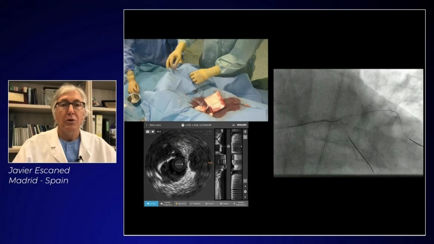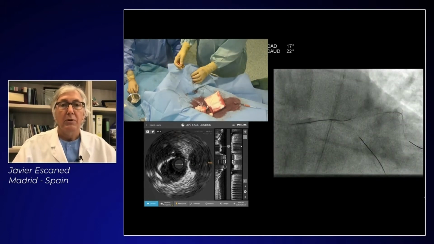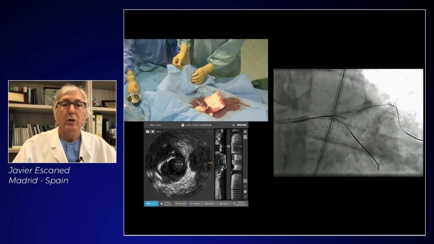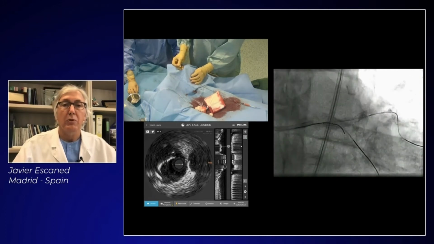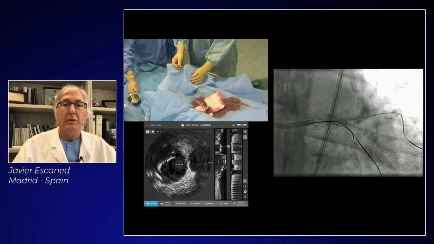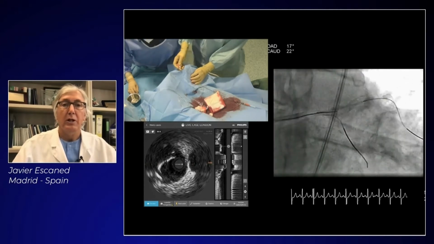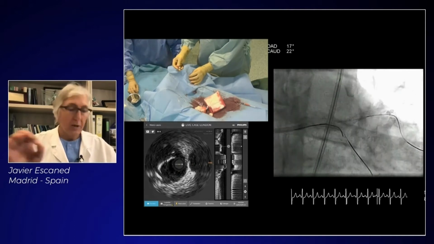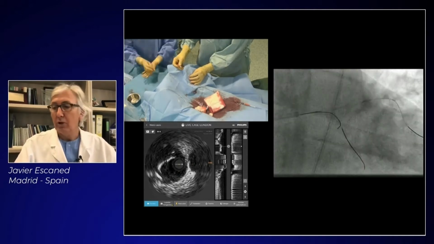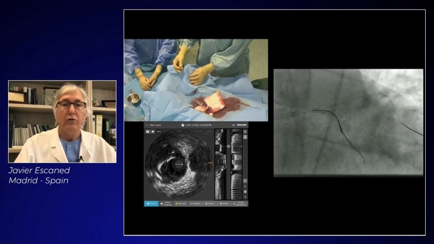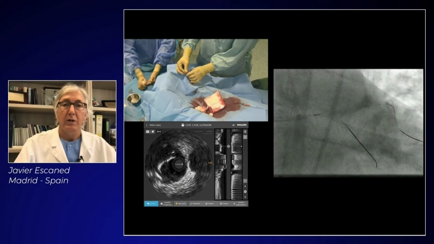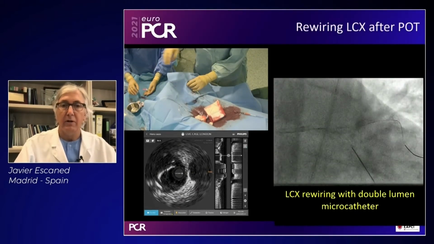We performed POT, and after performing POT, we recrossed with a wire to the circumflex. You can see that we are doing this with the support of a double lumen microcatheter, and again without any need to perform contrast injections. Only at a critical point can you decide to make a puff of contrast to check the progress of the intervention or to guide a specific important step.